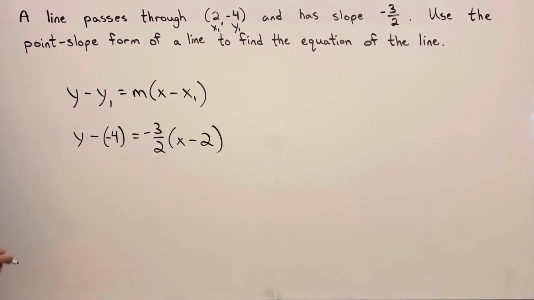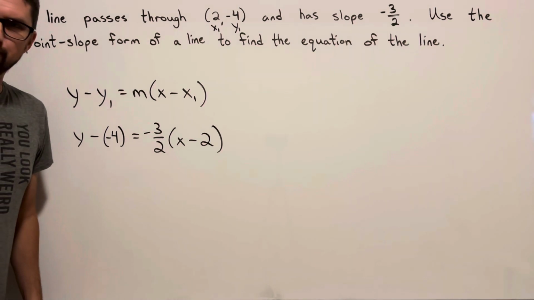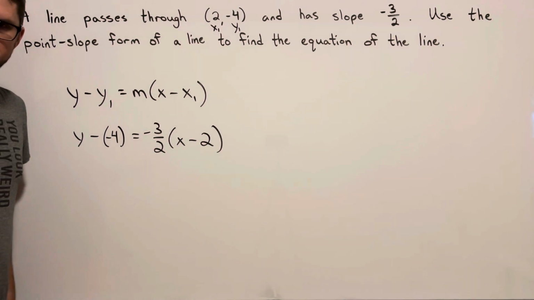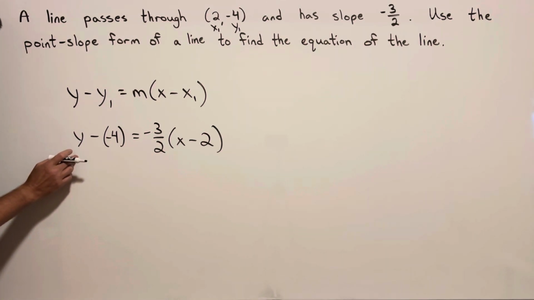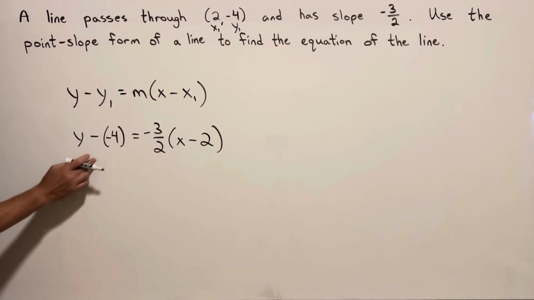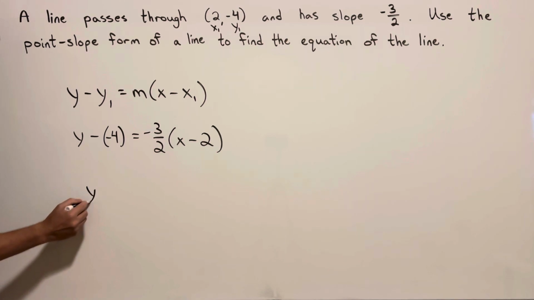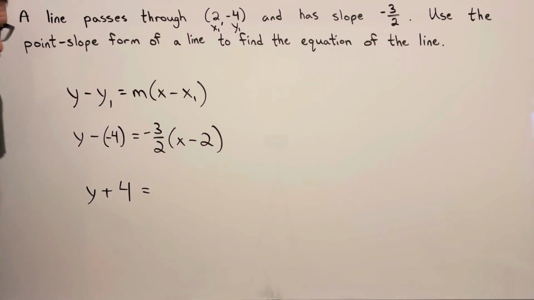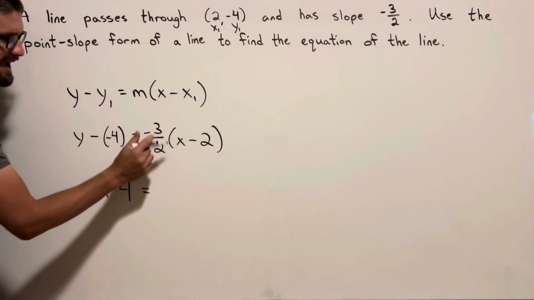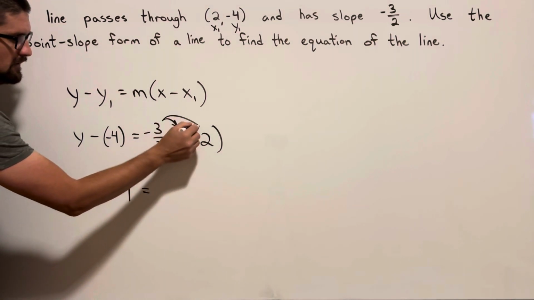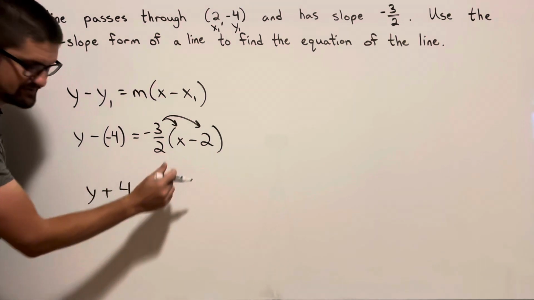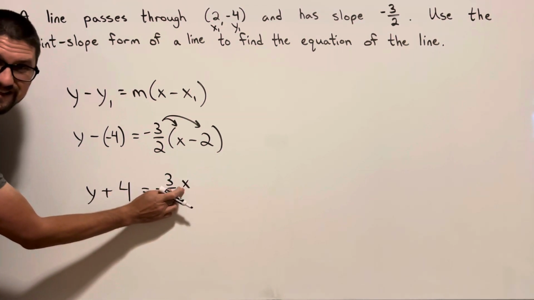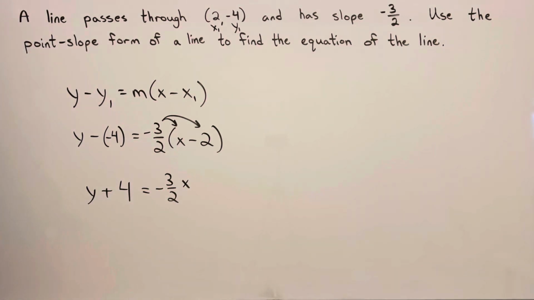All right, now I want to clean this up a little bit. I'm going to write this in slope-intercept form, which means I need to solve for y. So the double negative is going to be a plus. So I'm going to turn that into +4. The -3/2, I'm going to distribute. So -3/2 times x is going to be -3/2, and I'm going to write x off to the side here.